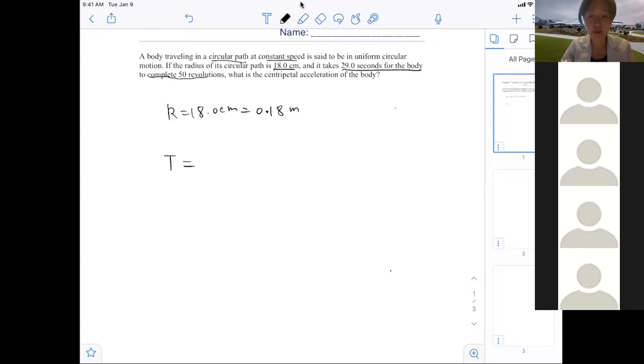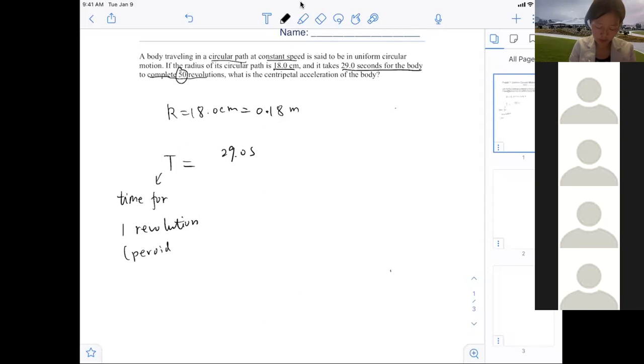How do I calculate capital T? It would be 29 seconds, and that is for 50 revolutions. Now, I want the time for 1 revolution. Capital T. Yes, divided by 50, right? And that gives you the total time it takes for 1 revolution.